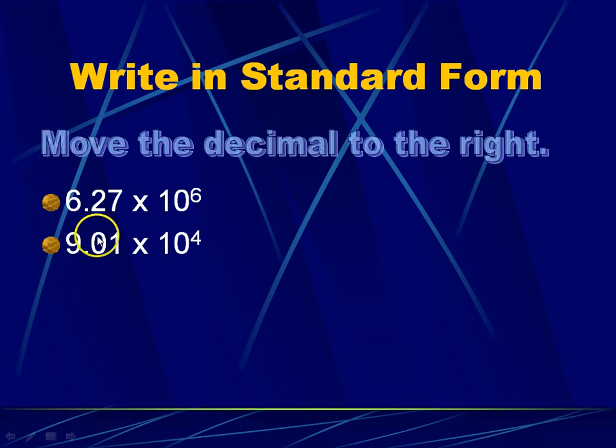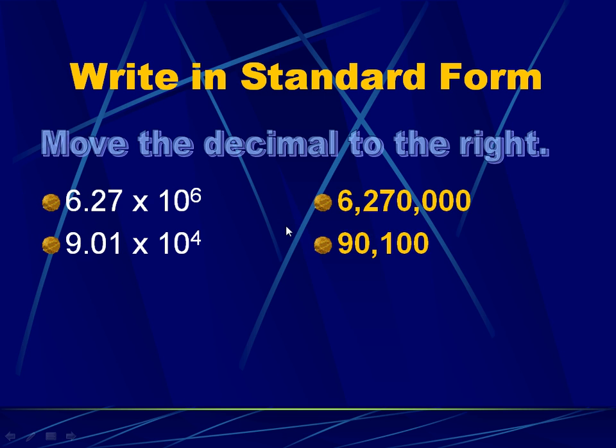So now we're going to practice that again. 6.27 times 10 to the 6th becomes 6,270,000. 1, 2, 3, 4, 5, 6. There we go. 9.01 times 10 to the 4th becomes 90,100. Move it 4 places.